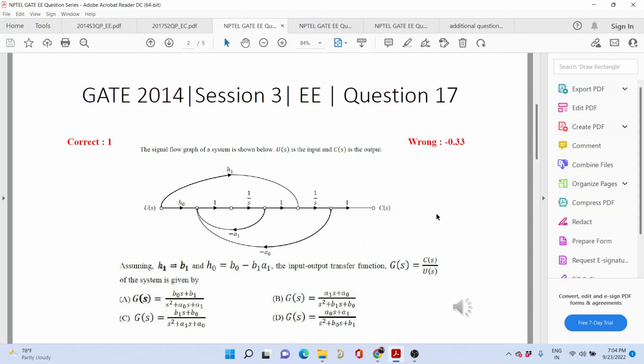We have done this signal flow graph quite a bit of time. It has been repeated quite a bit of time. We have been doing this for a long time now. If anybody gets the answer, please unmute yourself and you can say what answer you are getting.